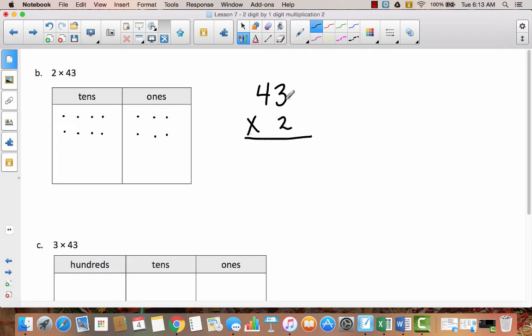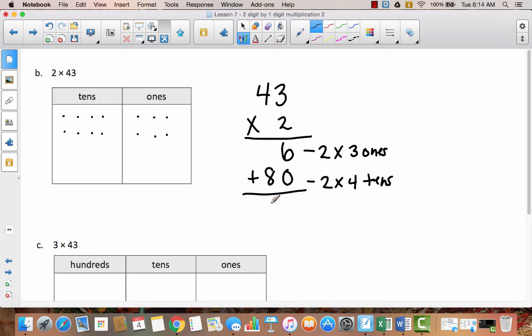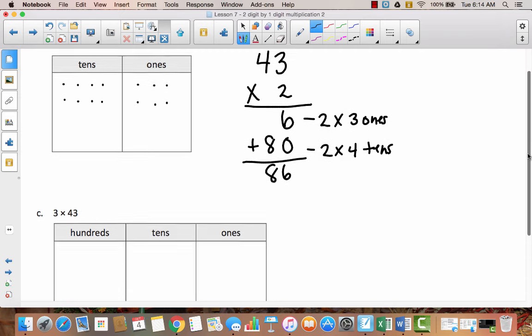So we're going to start with 2 times 3 ones. So I'm going to write here 2 times 3 ones. And I do want you to go ahead and write this. We'll write this for a little bit until we get used to it. So 2 times 3 ones was 6 ones. And then we had 2 times 4 tens, which gave us 8 tens, which has a value of 80. 6 plus 80 equals 86.